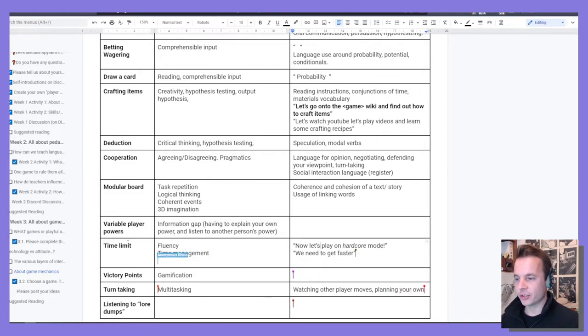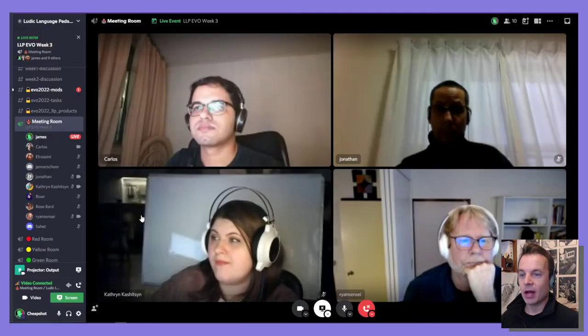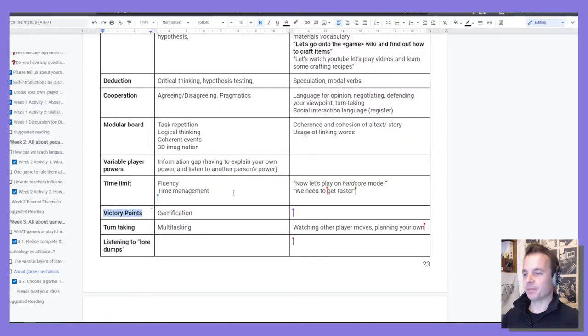Victory points, gamification. I think victory points also point to feedback, right? It's how well did you do? Were you able to use the language to a satisfactory level in that you won the game? Did you win the game because you spoke well, because you used the language well? Maybe. So the victory points are kind of a feedback, an indicator of having done well at the game, having used the language well. Yeah.